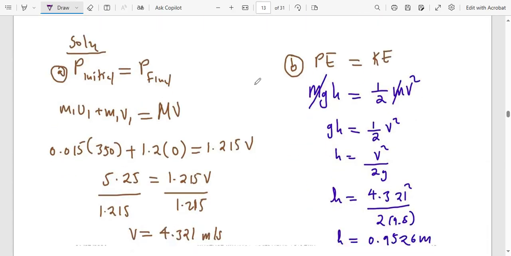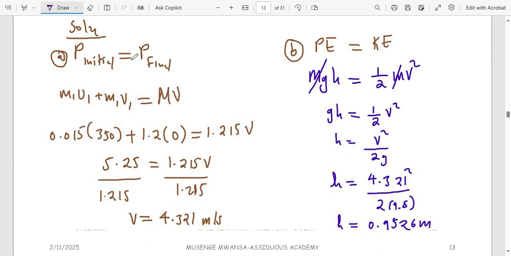So the first question is, what is the final speed of the bullet? So you use conservation of momentum. Momentum before impact should be equal to momentum after impact. M1 U1 plus M2 U2 is equal to MV, right? Now, M1, that's the bullet. We are told the mass was 15 grams. You don't deal with grams, convert it to kg. So divide by 1000 to give you 0.015.